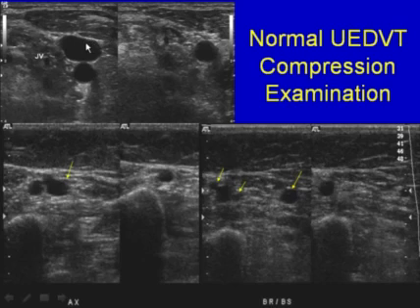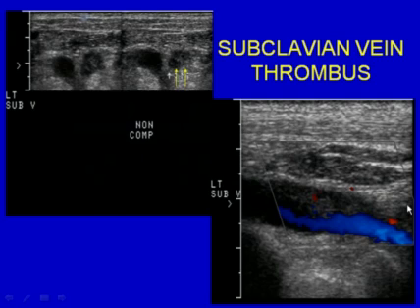The normal compression examination is the same as in the legs. You can see here's the jugular vein and here's the carotid below it. When we compress, only the carotid is left. The same thing in the axillary system. The axillary vein compresses completely. The artery is the only thing left. Same thing for the brachial veins, the paired brachial veins here. And here's the basilic vein over here. It goes away completely. An example of thrombus here in the subclavian vein, you can see, is an area which is not compressible. And again, on the color you can see partial obstruction of color flow secondary to this marginal thrombus.